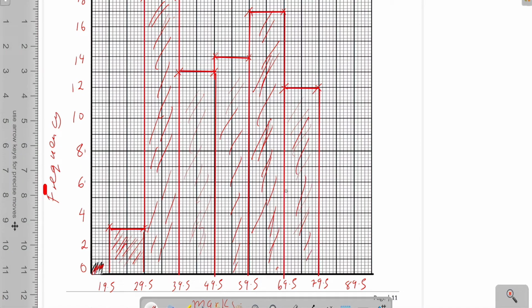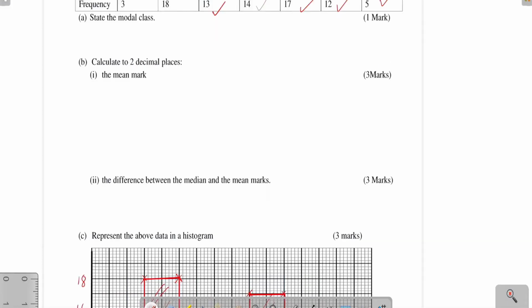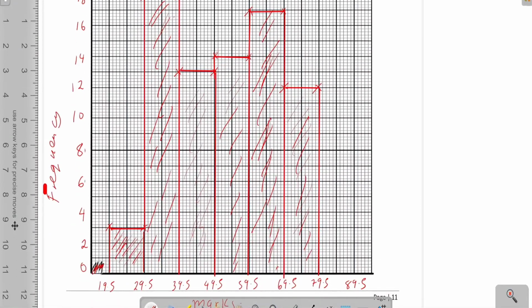So do you see? And the last one being 79.5 to 89.5, which is 5. So we're searching for 5. So 5 is around here. 5 is here. This is 4. Or 5 should be here. Okay. And then now can join it. And you finish up with shading it if you want to. So that's all. So do you see, it's not that hard.